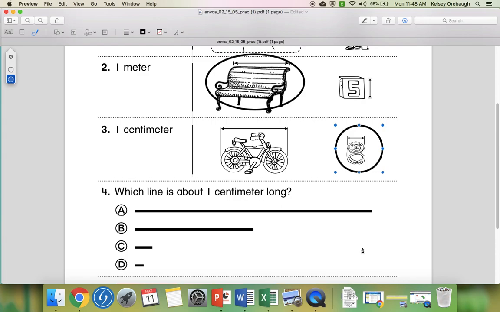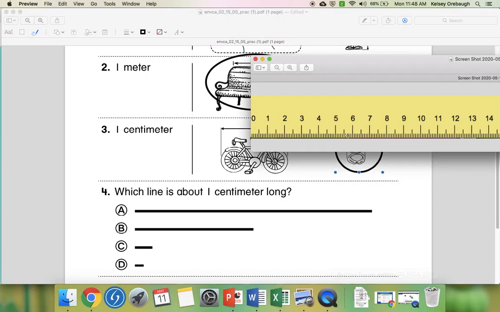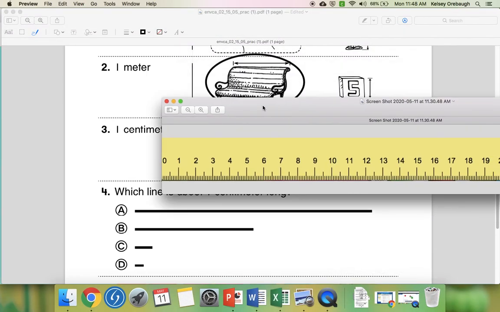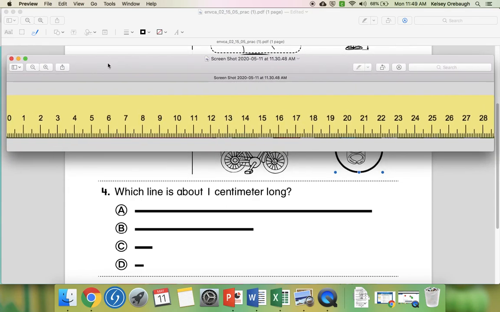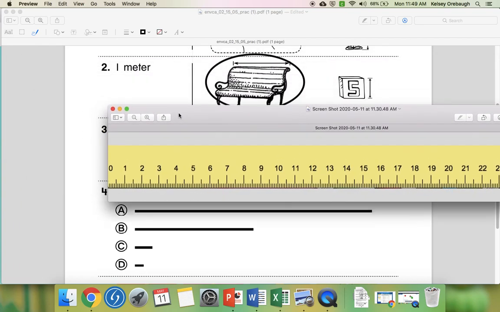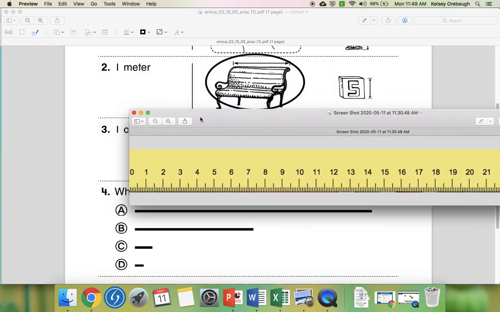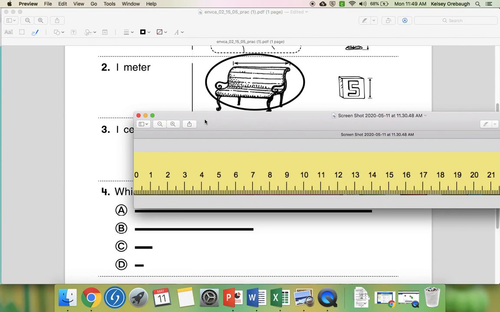4. Which line is about 1 centimeter long? 1 centimeter. Well, let's see if this works. I have a handy dandy ruler that I'm going to pull up. I took a little screenshot of it. And this ruler measures centimeters. This is a centimeter ruler, okay? So we're gonna measure along these lines and see which measures about 1 centimeter.